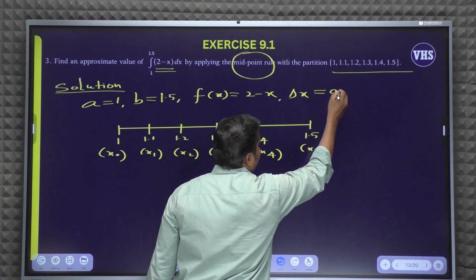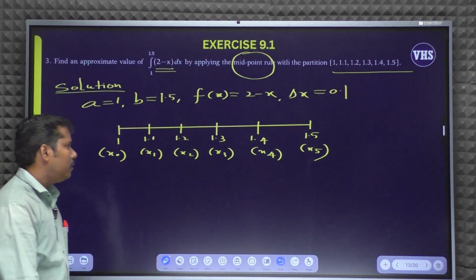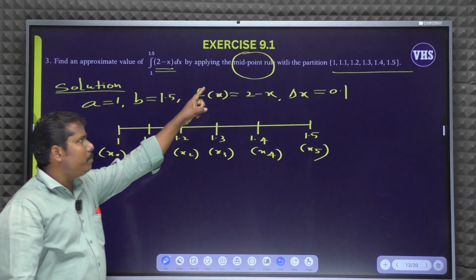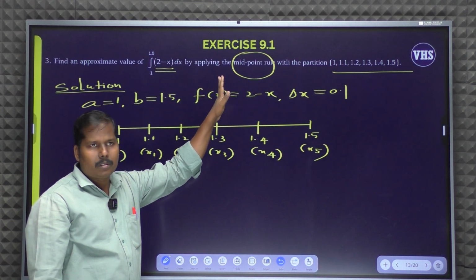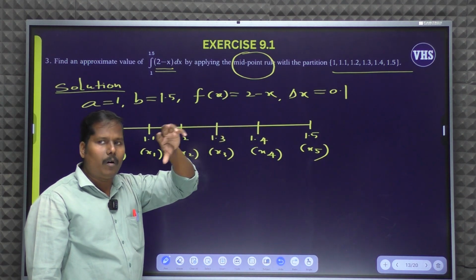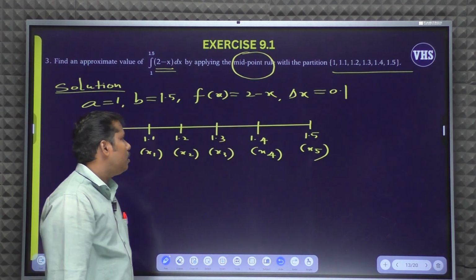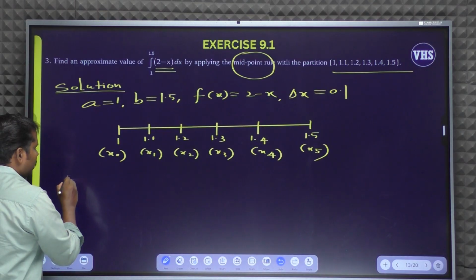So what is our delta x? 0.1. Now we have to write midpoint rule. Students, midpoint rule means no point should be left out. Left hand or right hand, all points should be taken into account. So let us write carefully midpoint rule.